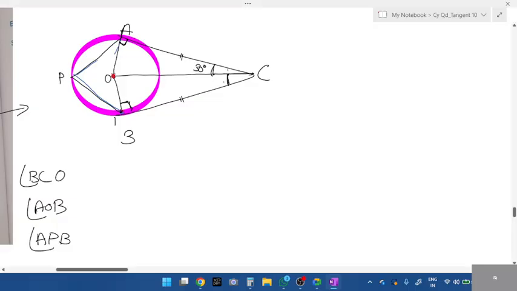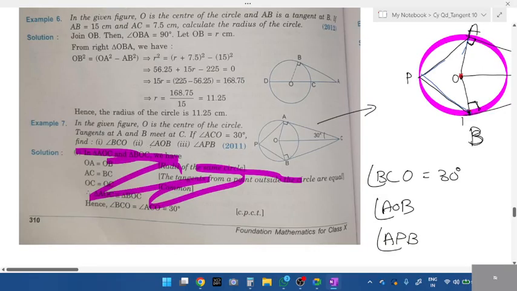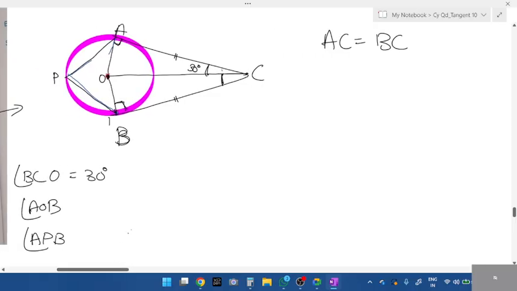All of you unmute and respond. Isn't it 30 degrees? BCO is also 30. But you have to write the concept. How will you write it? Tangent. Which two are tangent here? Tell me the tangent, students. AC is equal to BC. Once the tangent is given, they are equal. See, that is what they mentioned here in the given figure. Tangents A and B meet at C. Therefore, tangents are equal.